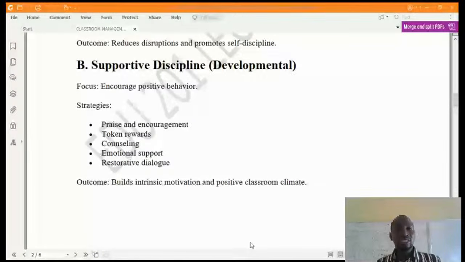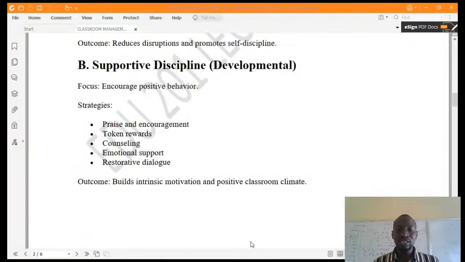And as such, learners will be developing from time to time based on what you are exposing them to, and based on the positive environment or behavior that you are also encouraging. Unlike preventive discipline that sets rules, supportive discipline, as they proceed, gives them intrinsic motivation. Internally, they will be convinced by themselves.